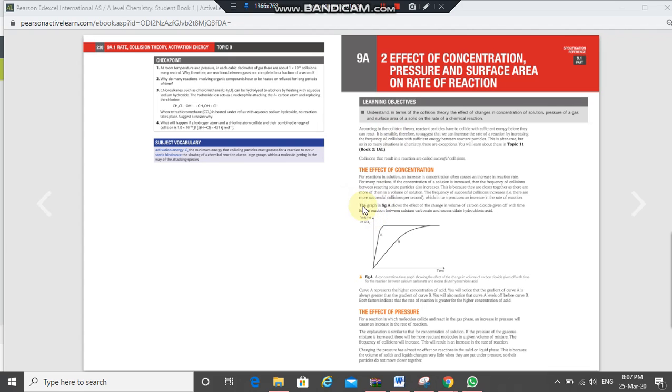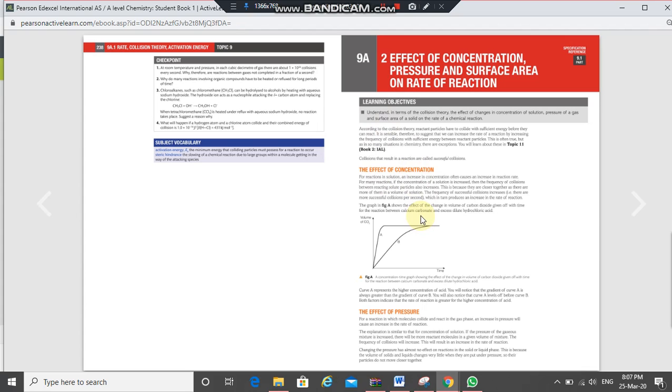Okay, so let's move on to lesson number two. In lesson number two, we are going to highlight some things we can control in order to increase or decrease the rate of the reaction. Okay, the first factor is the effect of concentration.